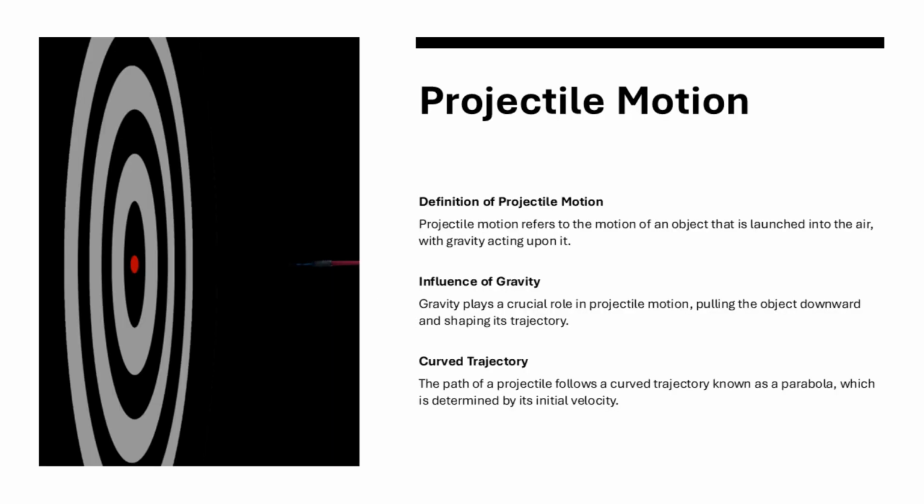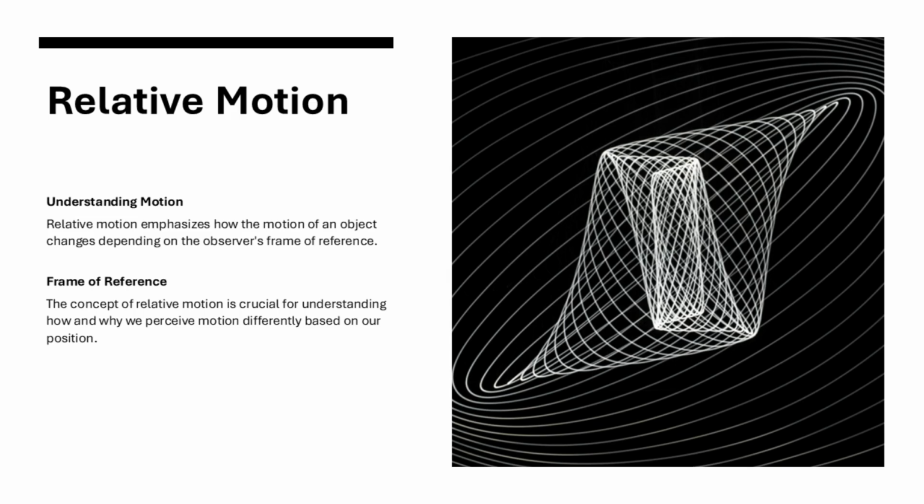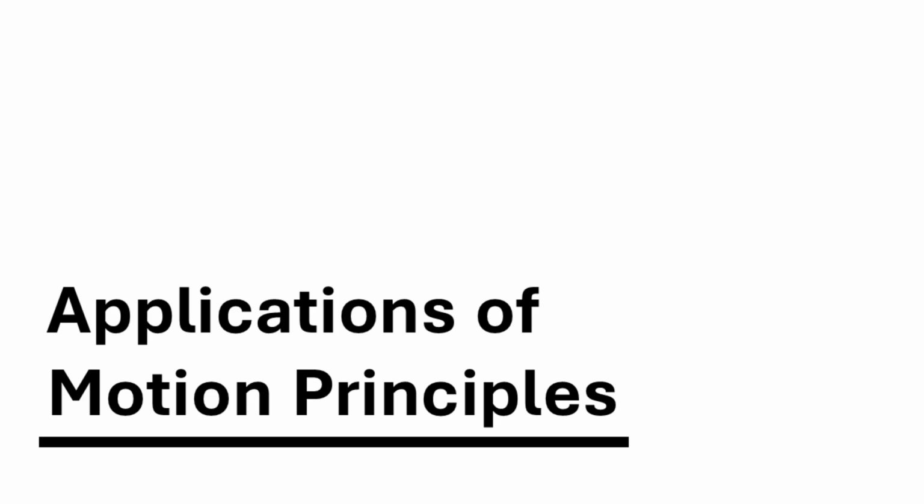Projectile motion describes the motion of an object thrown into the air, influenced by gravity and initial velocity. It follows a curved trajectory, forming a parabola shape. Relative motion considers how the motion of one object is observed from another object's frame of reference. It highlights the importance of perspective in understanding motion. The principles of motion have widespread applications across various fields. This section will highlight how these principles are utilized in real-world scenarios.